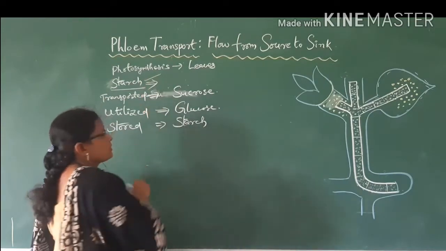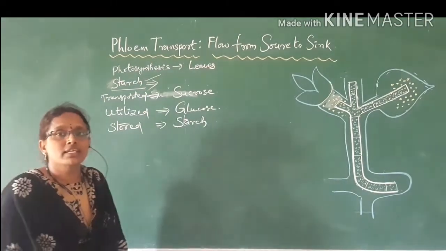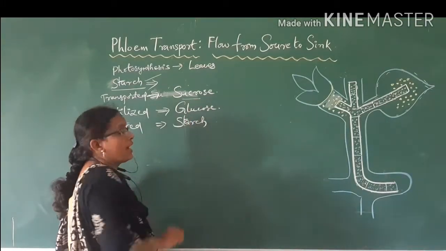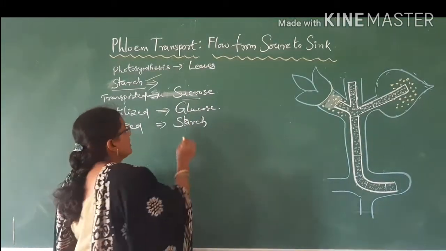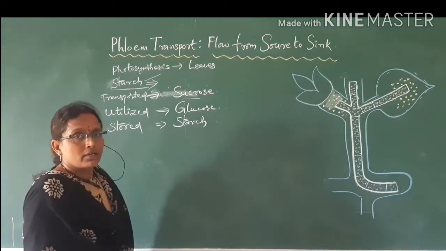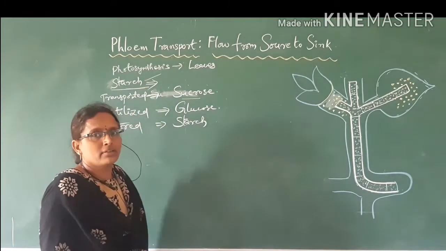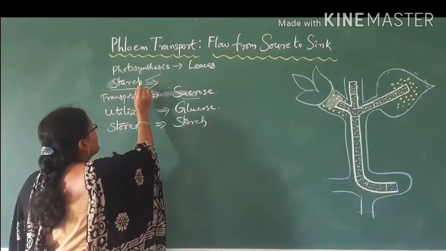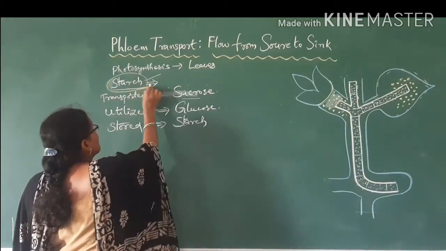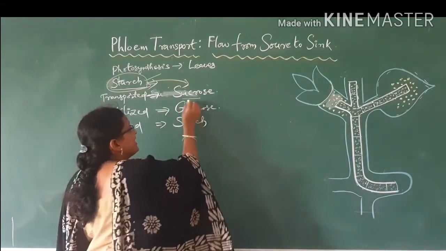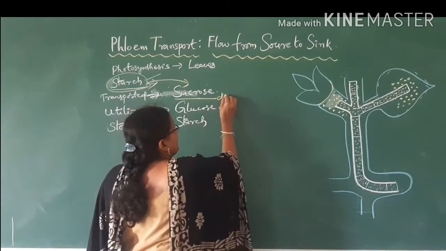Primarily the food is prepared by the green leaves, stored in the leaves, and transported in the form of sucrose. Green leaves prepare the food materials by the process of photosynthesis. The starch is converted into sucrose. It is a disaccharide.